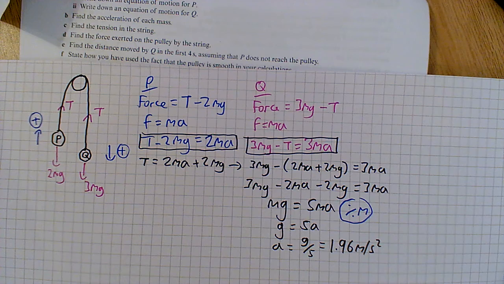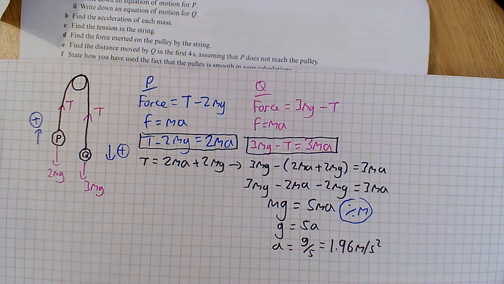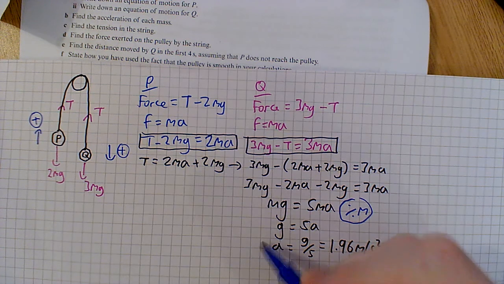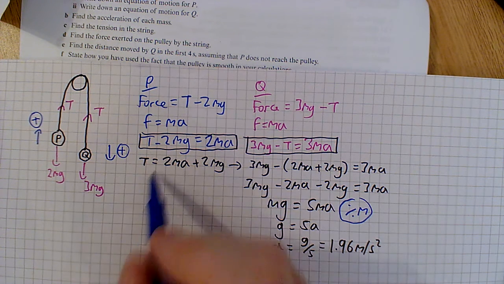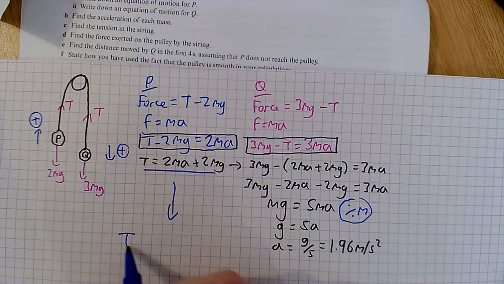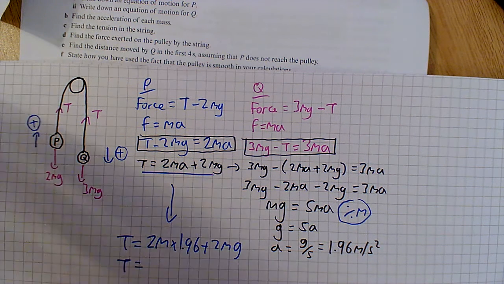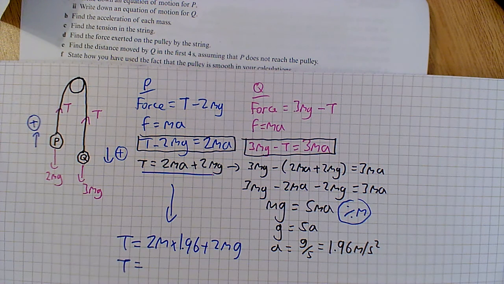That's the acceleration. The other thing it asks us for in part C is the tension in the string. To find the tension, all we're going to do is take that and substitute back into my original equation up here. So T equals, bring it down, T equals 2m times 1.96 plus 2mg. And we don't know m, but we can work out how many m's we've got.